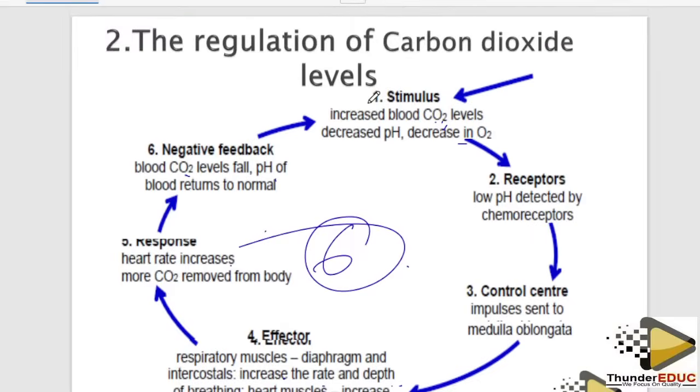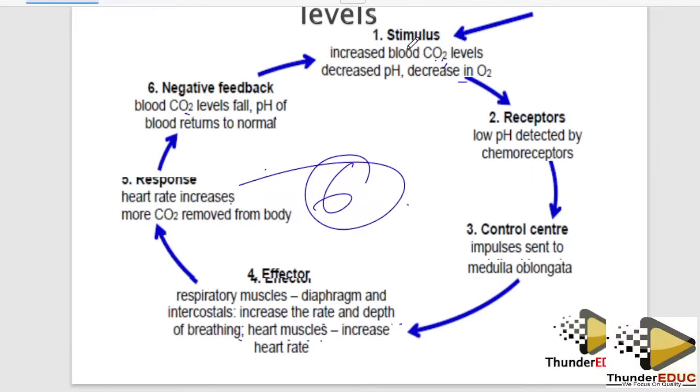So let me do a wind up. Number one, stimulus. What is the stimulus? Increase in carbon dioxide level. This leads to the decrease in the pH and decrease in the level of oxygen. I explained that oxygen decreases because it's being used in respiration, and carbon dioxide is being produced, and carbon dioxide reacts with water to form a low pH.